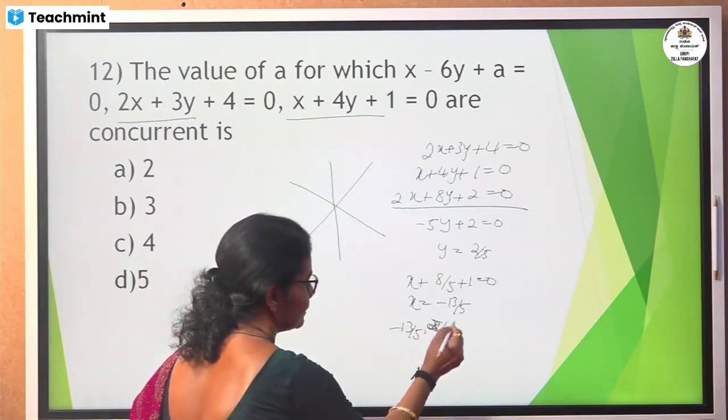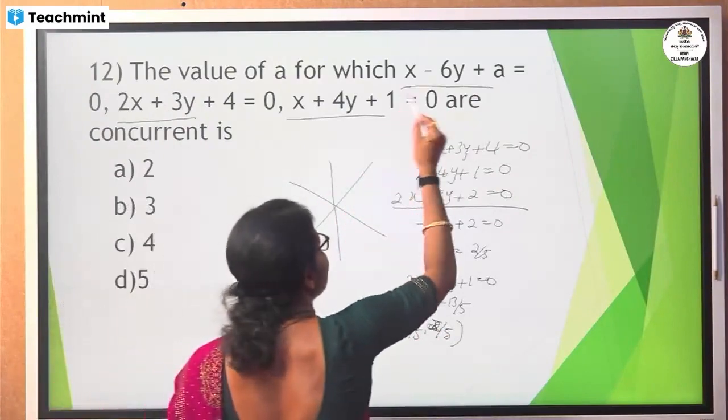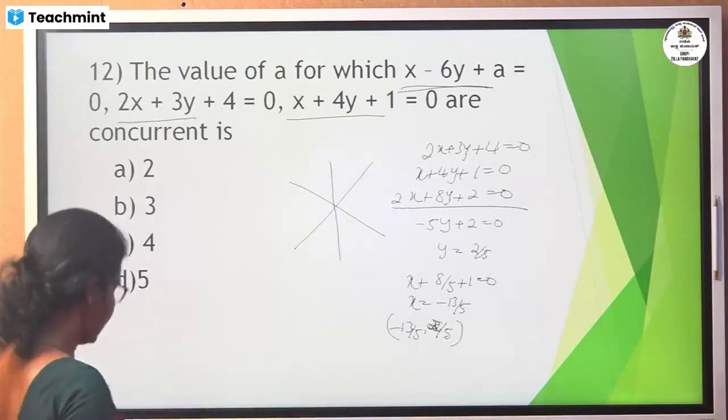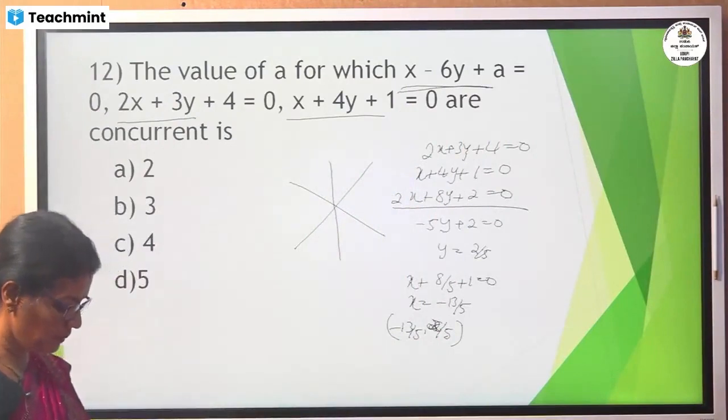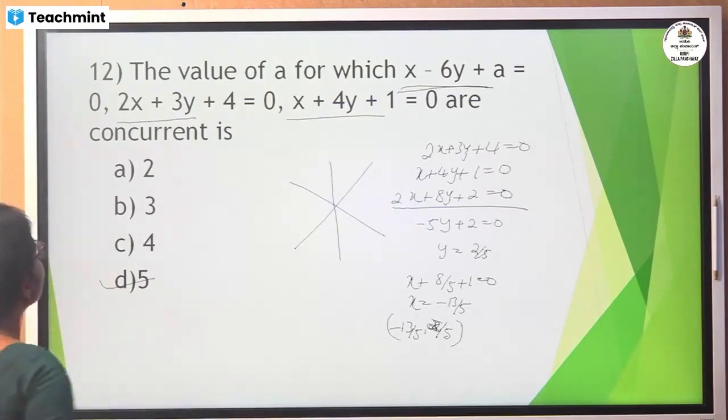Okay. Substitute this point in this equation which contains A. Substitute the x and y value and simplify. We'll get the value of A now. Value of A is 5.